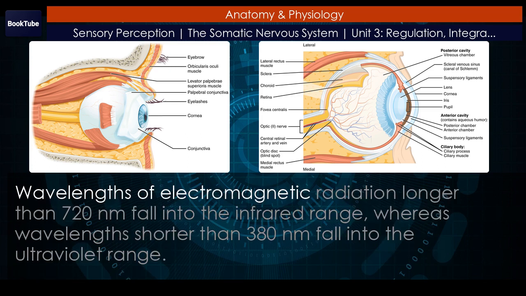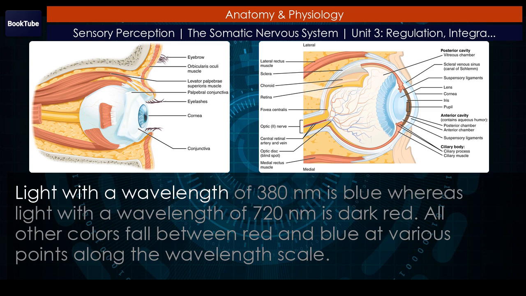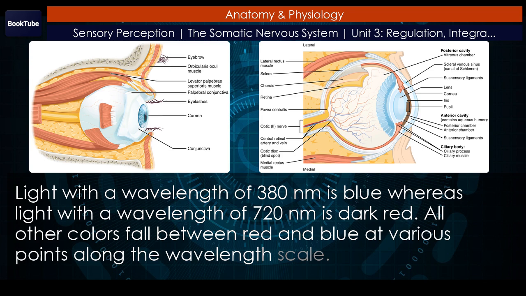Wavelengths of electromagnetic radiation longer than 720 nanometers fall into the infrared range, whereas wavelengths shorter than 380 nanometers fall into the ultraviolet range. Light with a wavelength of 380 nanometers is blue, whereas light with a wavelength of 720 nanometers is dark red. All other colors fall between red and blue at various points along the wavelength scale.